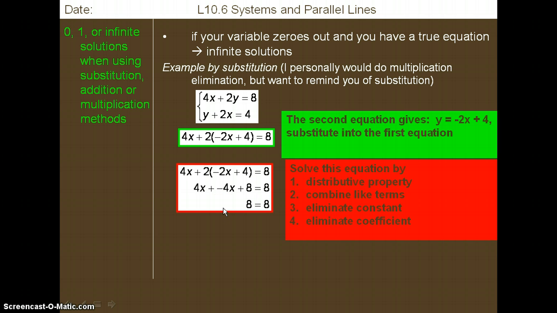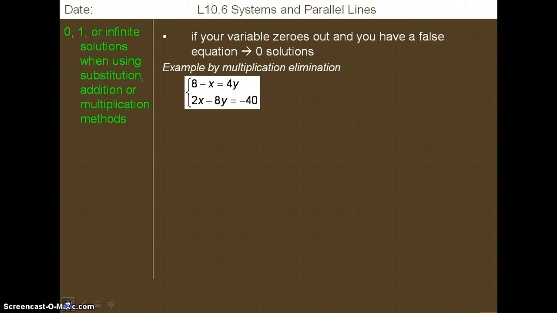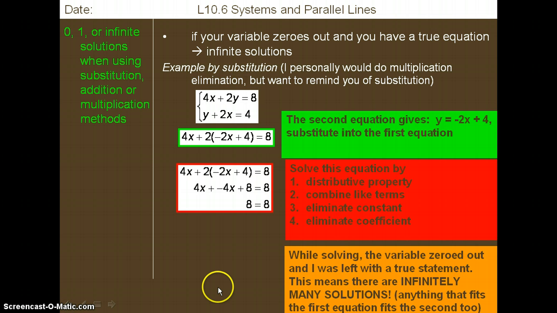This is an instance where I was solving. I believe I've done everything correctly, and the variable zeroed out, and I was left with a true equation. This variable totally zeroed out. I was left with a true statement that 8 equals 8. That means that there are infinitely many solutions. If I were to graph these 2 equations, I would actually come up with the same line.